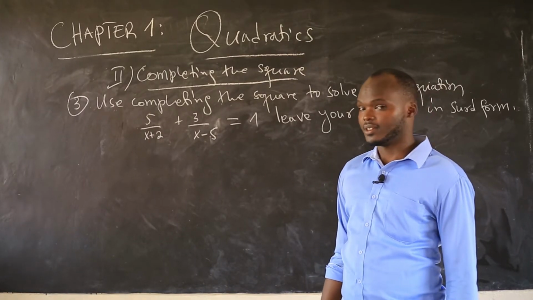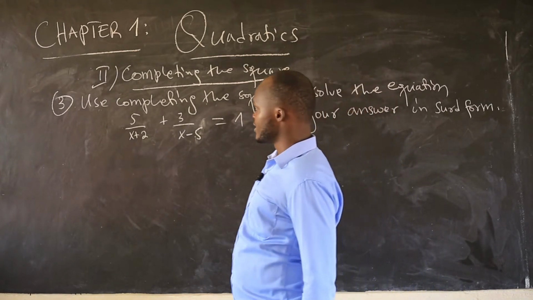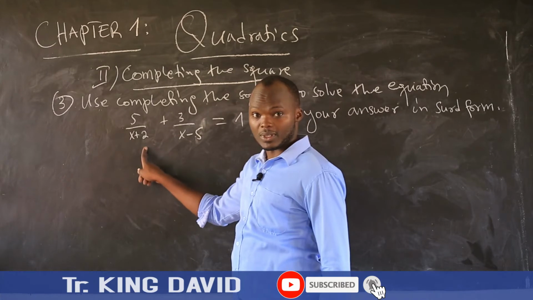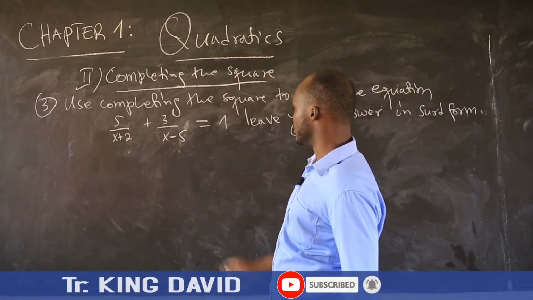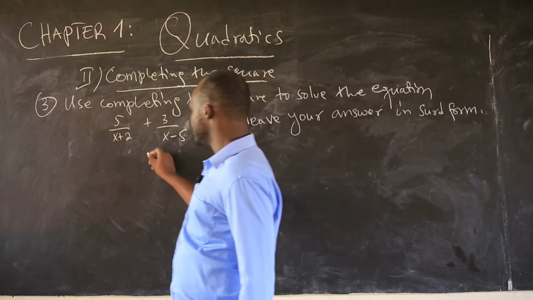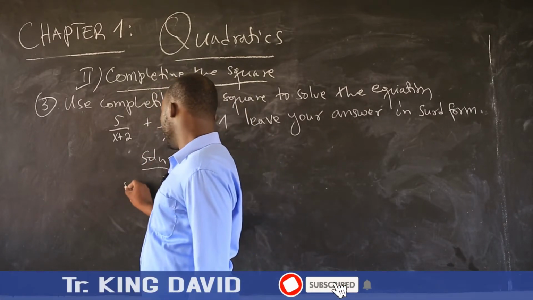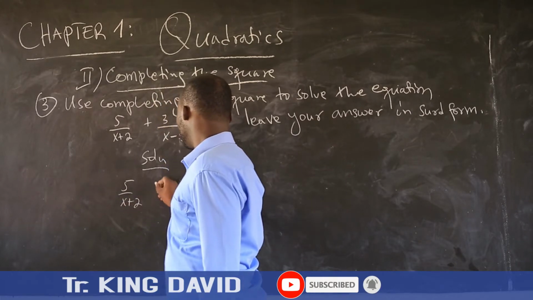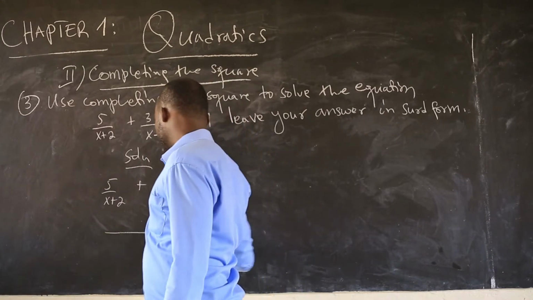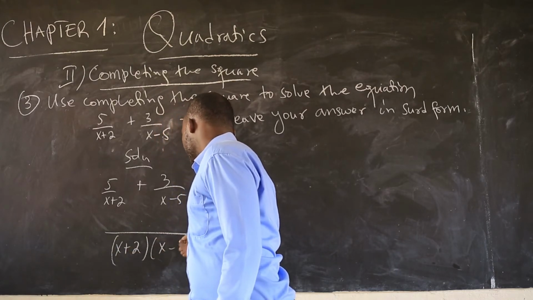So you are still with Teacher King David about quadratic equations. So let's go to number 3. Number 3 is saying use completing the square to solve the equation 5 over x plus 2 plus 3 over x minus 5 equal to 1. Leave your answer in surd form. But we will use completing the square. So now to solve that, we see it is a fraction. You need to find LCM. It will be 5 over x plus 2 plus 3 over x minus 5 equal to 1. So let us find LCM. Our LCM is (x plus 2) into bracket (x minus 5).